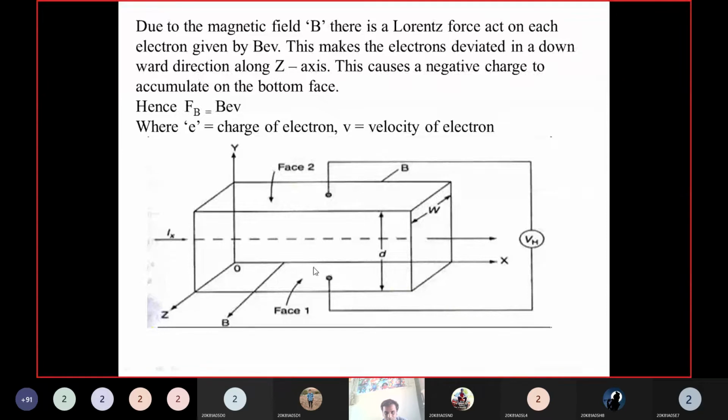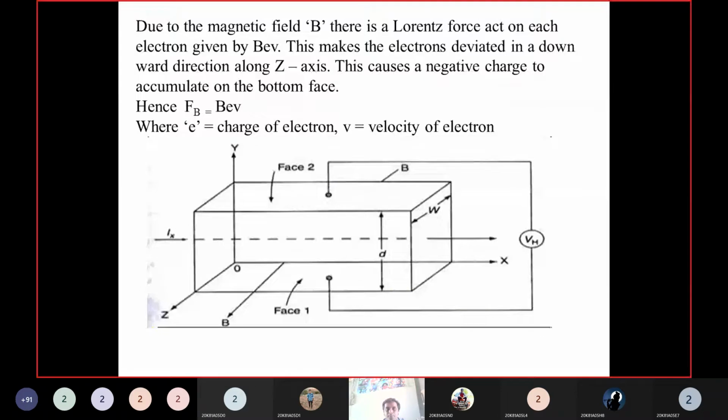Now I will explain. Here some current is passing, according to the Lagrange. What happens if current is passing in any specimen and you apply a magnetic field? What happens?